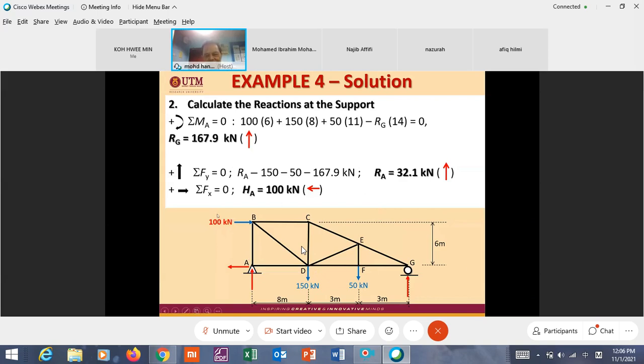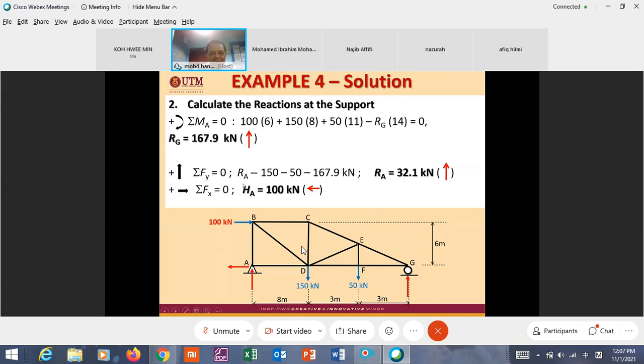Then again, you use the free body diagram, but in this case it is the equilibrium equation for force. This one is for moment, this one is for force. So remember, three equations: equation 1, equation 2, and equation 3.